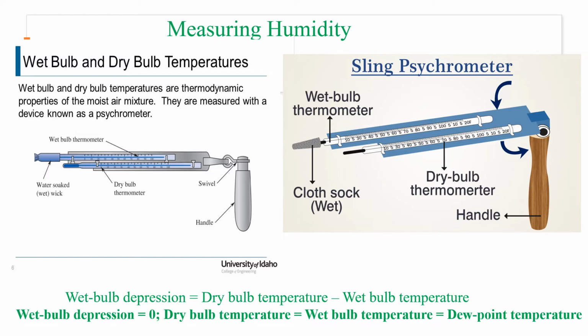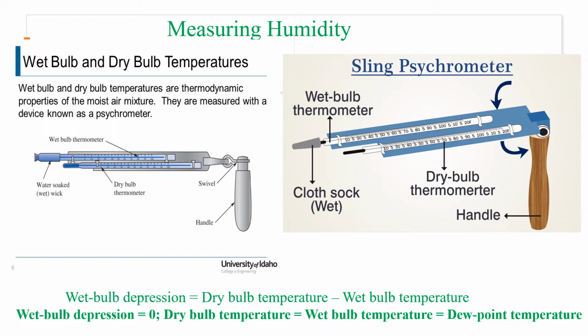After a few minutes, the wick-covered thermometer will cool to the lowest value possible. This is the wet bulb temperature, the lowest temperature that can be attained by evaporating water into the air. The dry thermometer, which we commonly call the dry bulb thermometer, gives us the current air temperature, or dry bulb temperature. The temperature difference between dry bulb and wet bulb is known as the wet bulb depression.